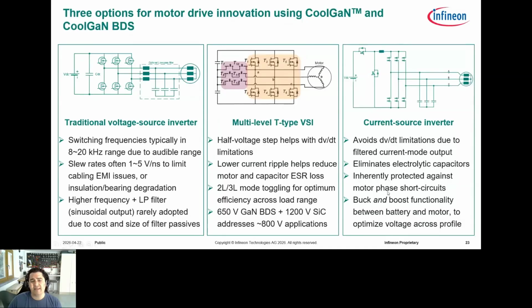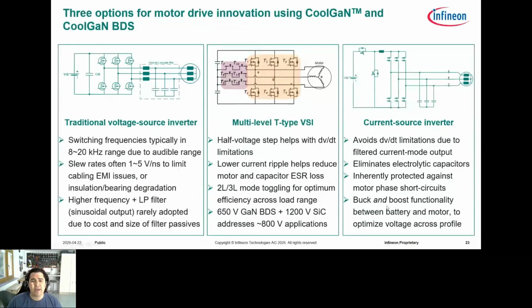It's inherently protected against motor phase short circuit. And this is a big issue in inverters, to be prepared in case there is a short between windings. The windings are typically this enamel-coated stuff that can break down over time. And then if you have a short inside the motor, then the inverter needs to be fail-safe. The current source inverter is inherently fail-safe there.